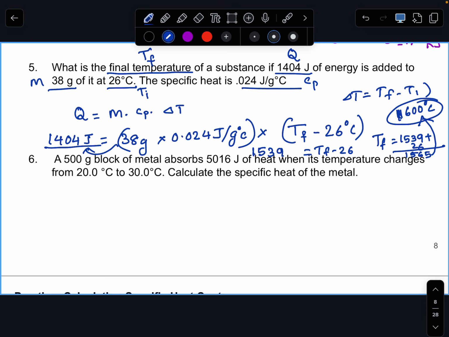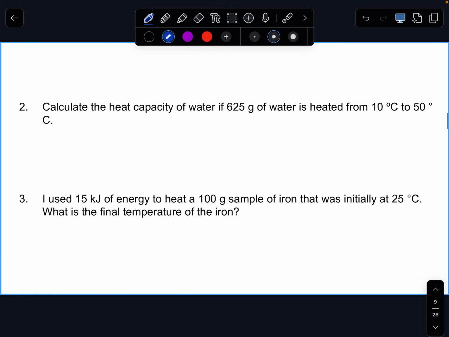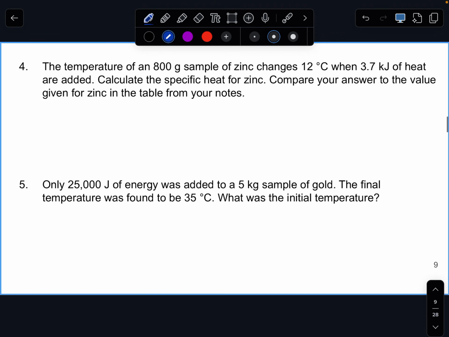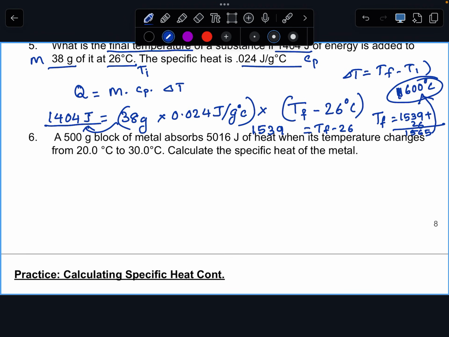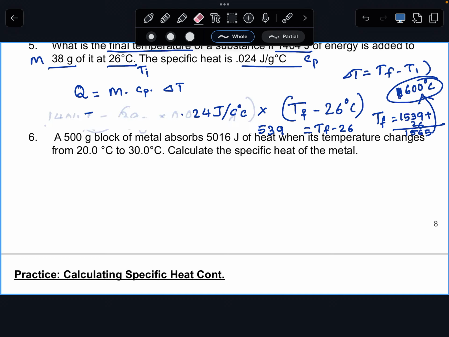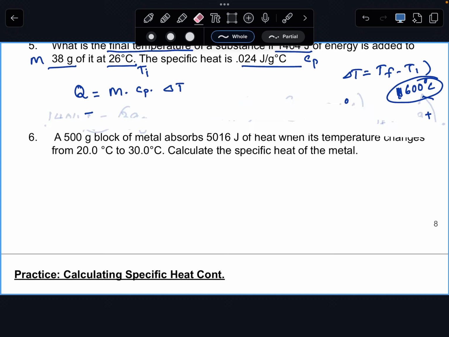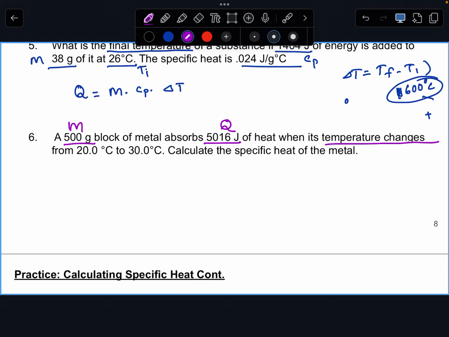So same way, do one more question. After that, this page is the practice, and come check the answer key in class. Okay, so I'm going to erase this. Let's do this one. It says 500 gram of a metal absorbs this much Q, and the temperature changes from initial to final. You are going to find the Cp of the metal.